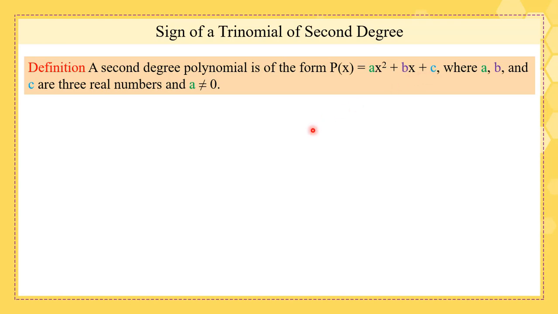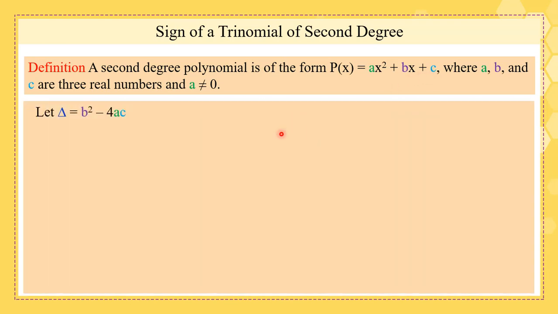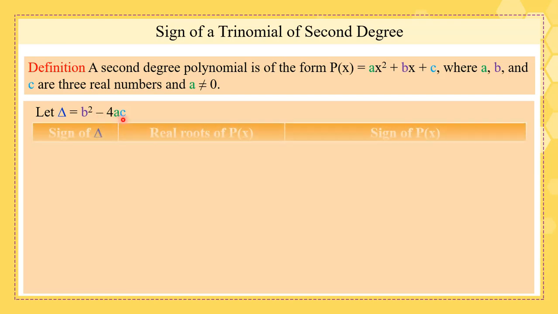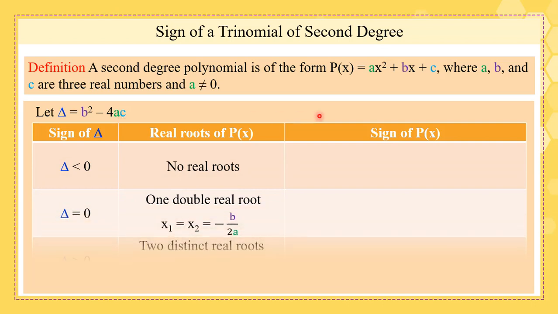and it will be a binomial of first degree. Now remember, in this case, we have to calculate the discriminant delta, which is b squared minus 4ac. And in fact, the sign of p of x depends on the sign of delta. Remember, if delta is negative, we have no real roots. If delta is 0, we have one double real root, which is x1 equals x2 equals minus b over 2a. And if delta is positive, we have two distinct real roots as follows.